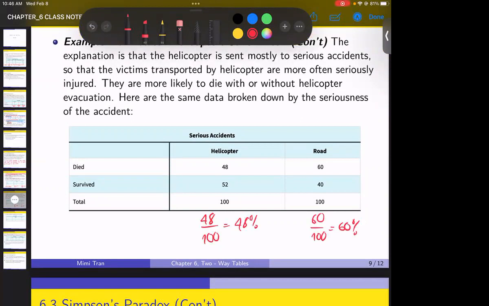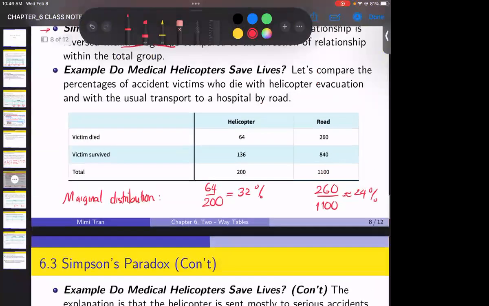So with a very severe accident, the percentage of people who die using road transportation is larger than with helicopters. So now it makes sense, right? Now things make sense. But why do we have the result up here? Why do we have the result up here?